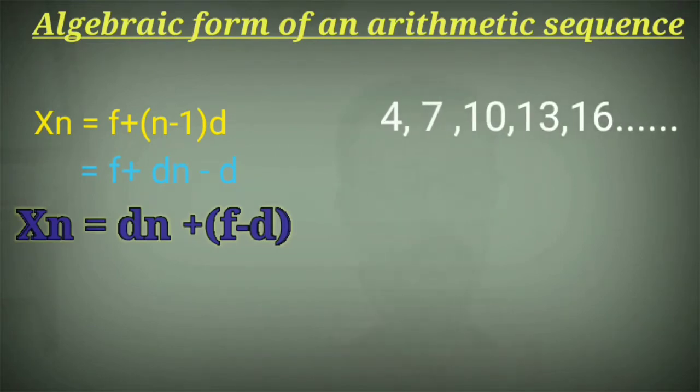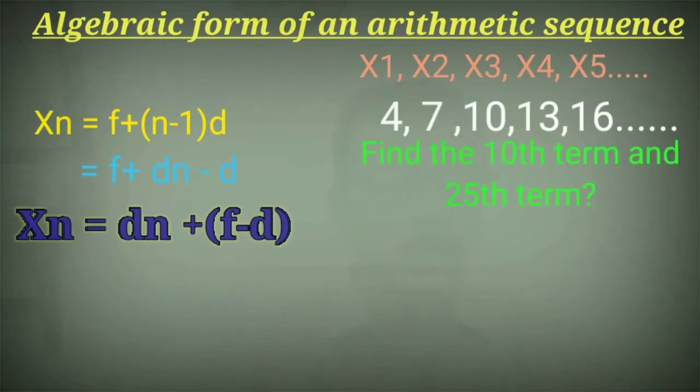Now consider an arithmetic sequence 4, 7, 10, etc. Here the terms are mentioned as x1, x2, x3, etc. So find the 10th term and the 25th term. Let us see how to find out. We know xn is equal to dn plus f minus d. So here the first term is 4 and the common difference is 3.